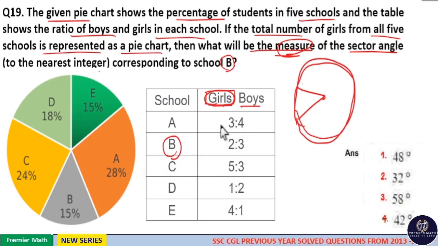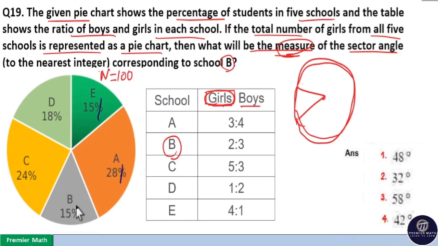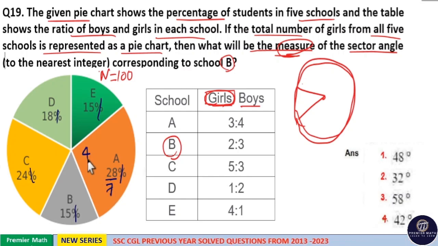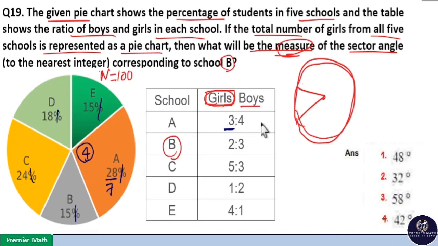So in order to do that, calculate the total number of girls from all the 5 schools. Now I'll take total number of students as 100. Then I can cancel this percentage from all this and I can directly take the numbers from here. That is, total number of students in school A is equal to 28. But here table shows total number of students in school A is equal to 3 plus 4, 7 part. So 7 part is equal to 28 means 1 part is equal to 28 by 7, 4. If 1 part is 4, then number of girls in school A is equal to 3 part. So 3 part is equal to 3 into 4, 12.